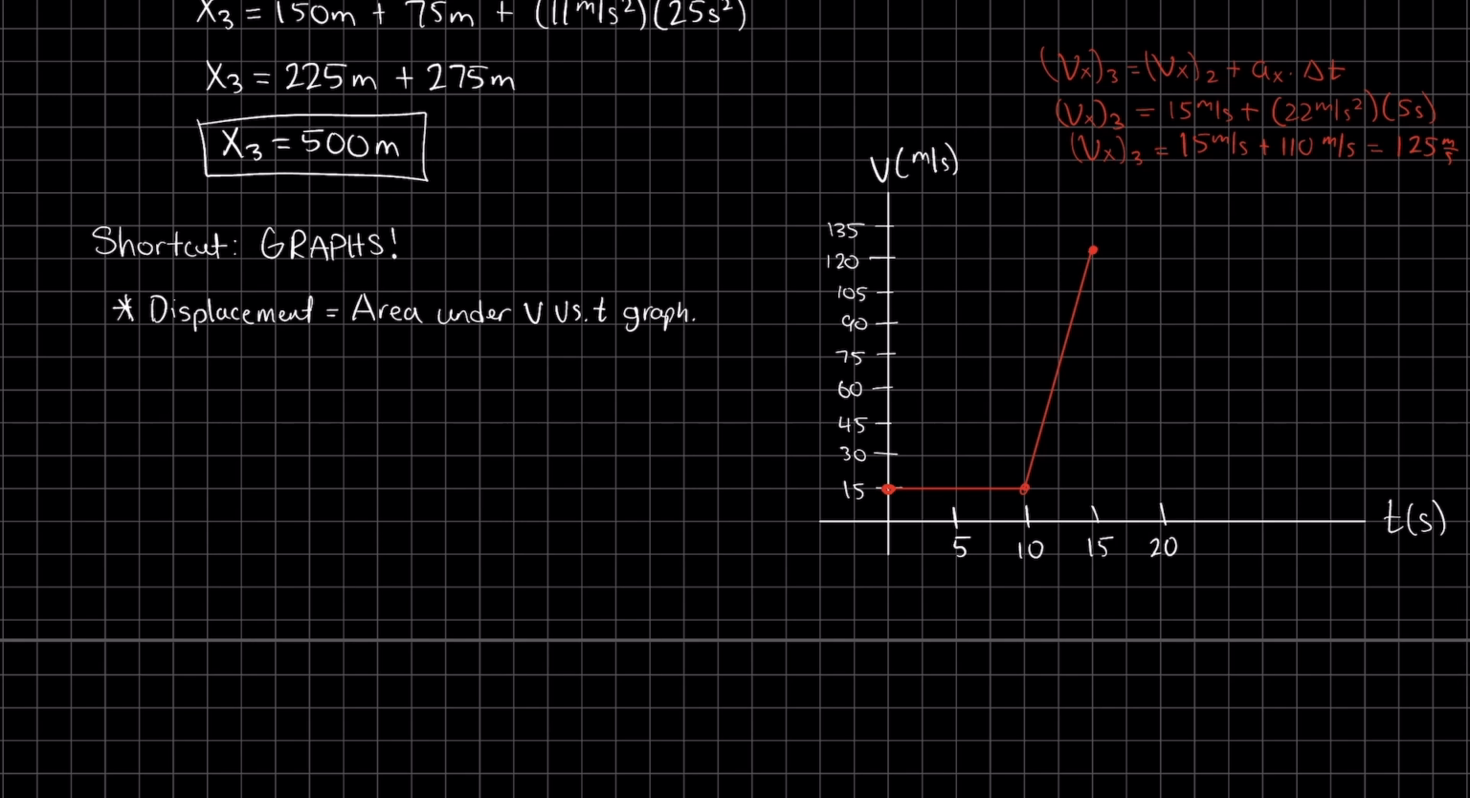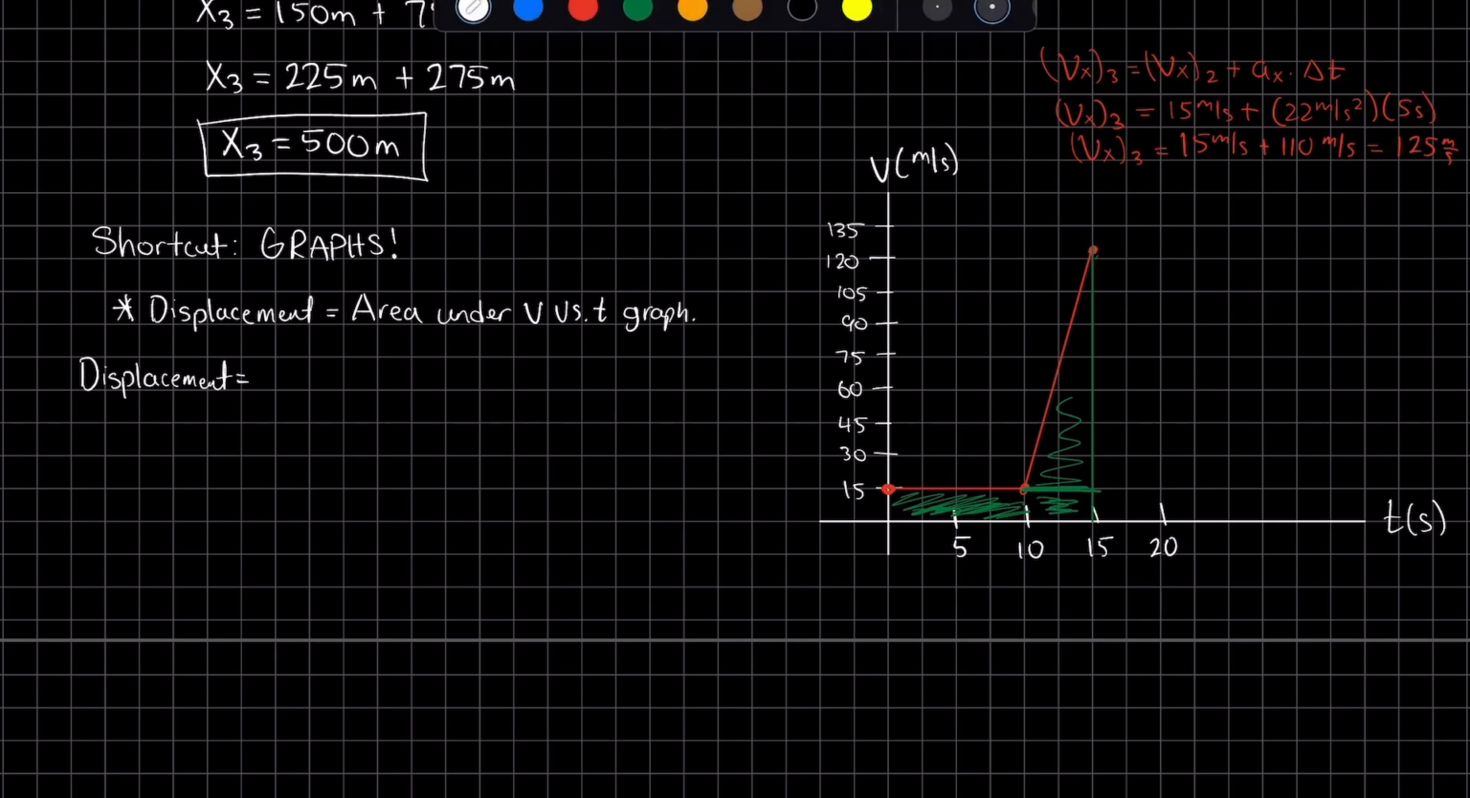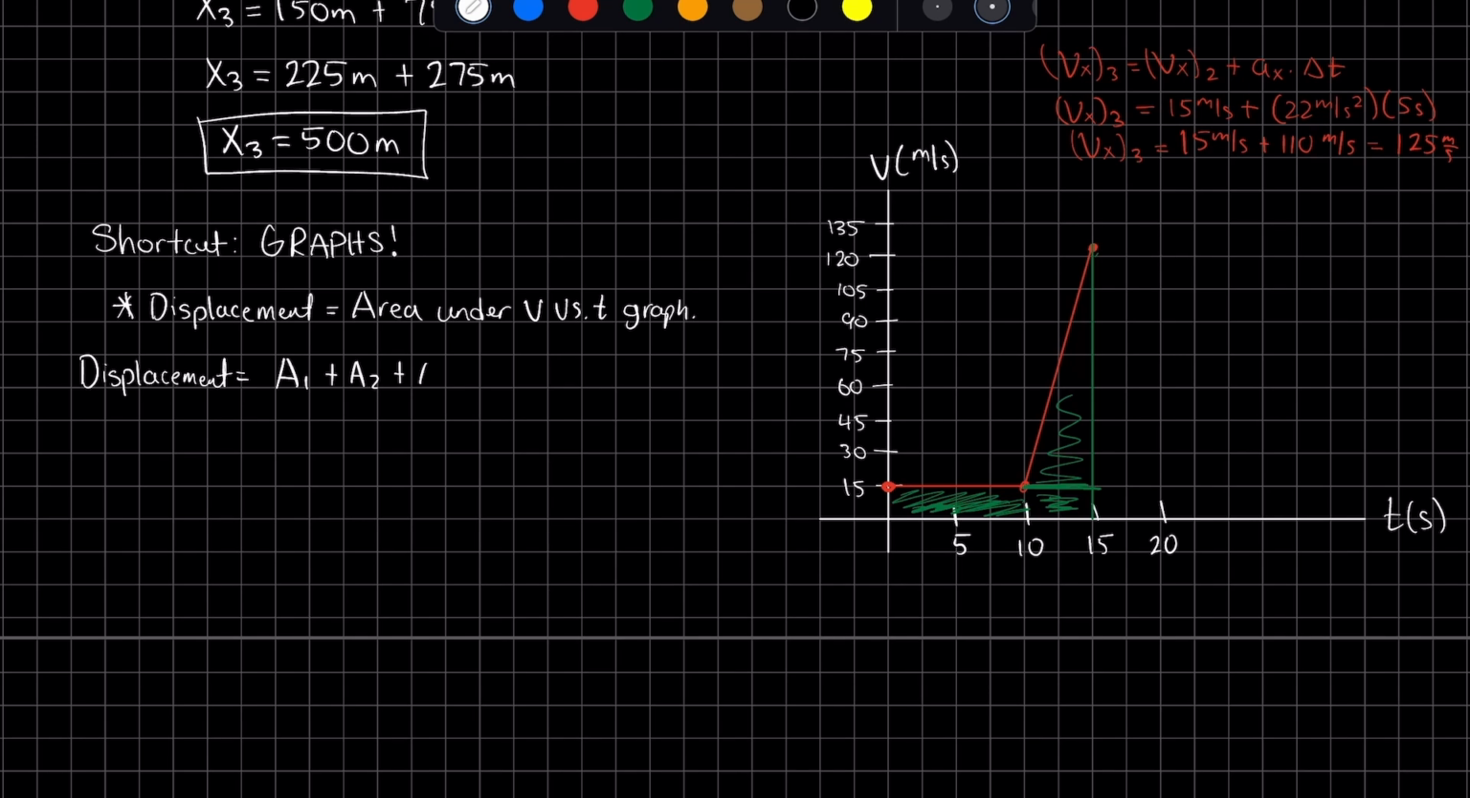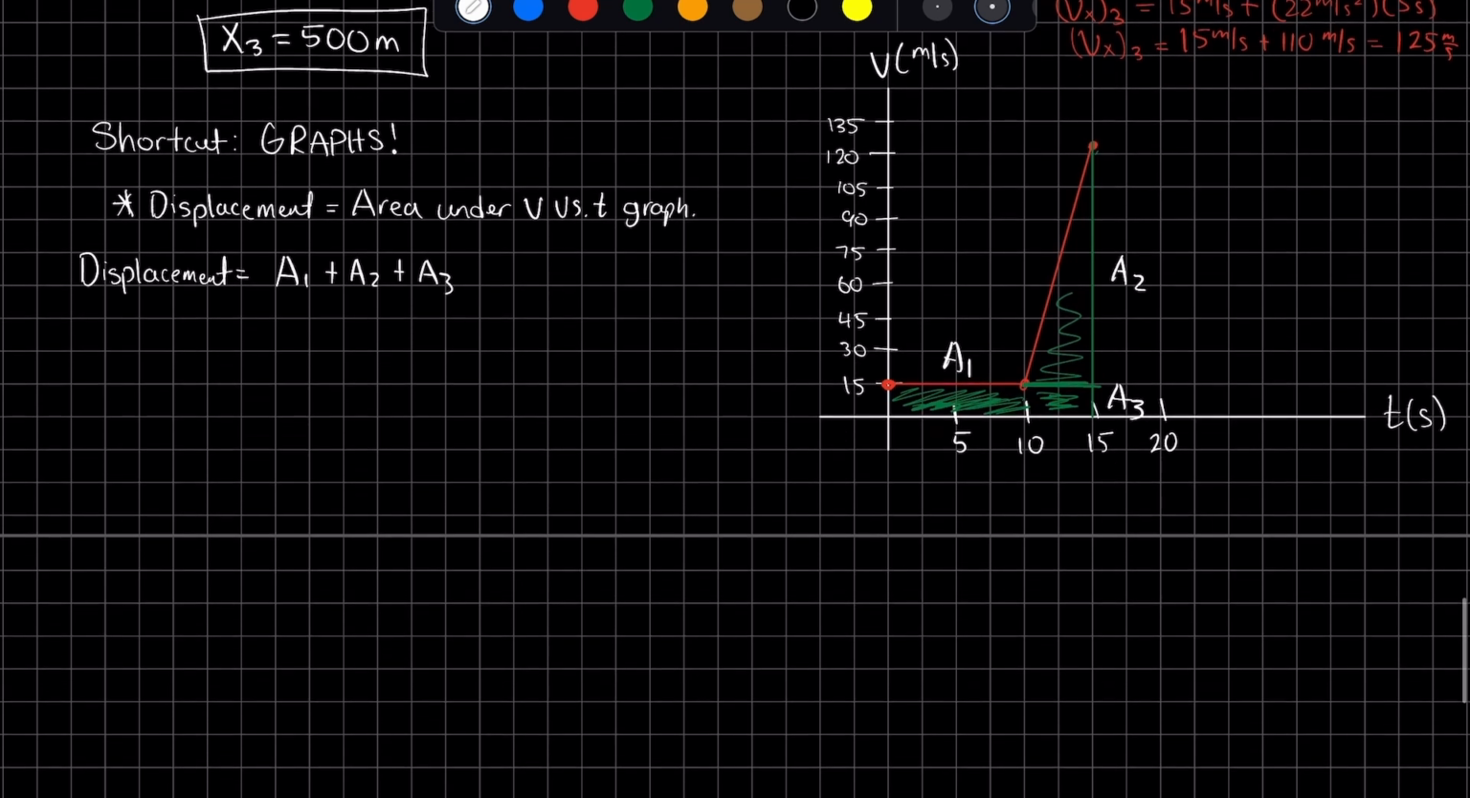But let's answer this question by computing the area under the graph. So I need to solve for the area bounded by this shape. So I have this rectangle on the bottom, and then I'm going to have this triangle and this rectangle down. So in total, the displacement is going to equal area 1 plus area 2 plus area 3. I'm going to label this A1, A2, and then A3 down here. So let's go ahead and do that.